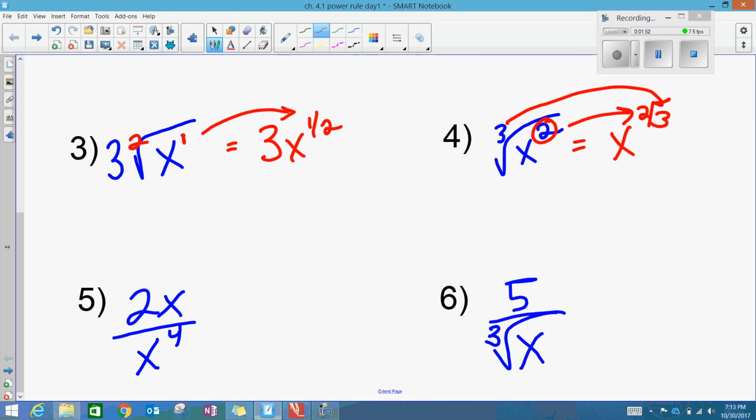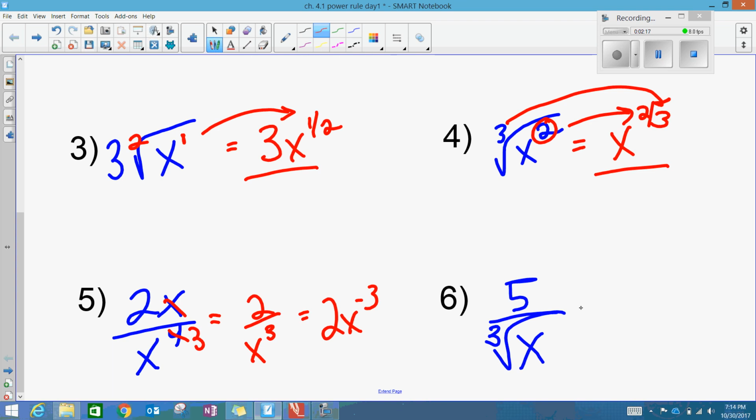Now if this is unfamiliar to you, when I come back on Friday, I'll review some of this with you some more. But if we were given something like this on number 5, first we could simplify that. The x's can cancel out, and we get 2 over x to the 3rd. And then we can write that as 2x to the negative 3. So all the same simplification rules apply.